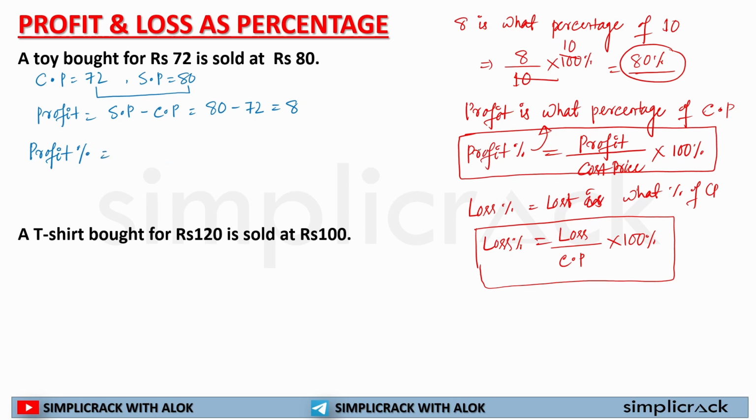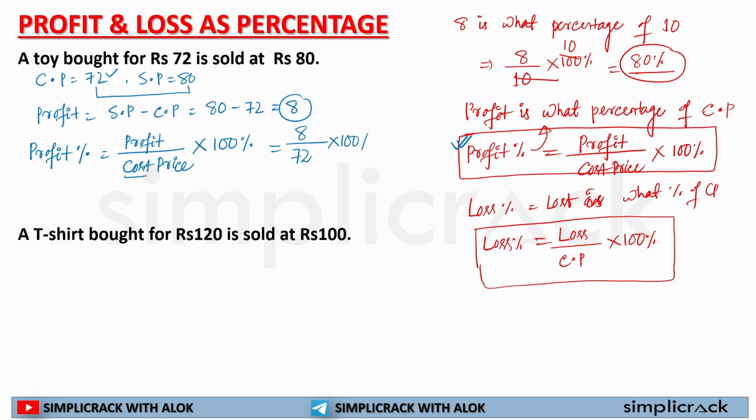So profit percentage means what? Profit on the cost price multiplied by 100 percentage. So in this case, my profit is what? 8 rupees. My cost price is what? 72 rupees.